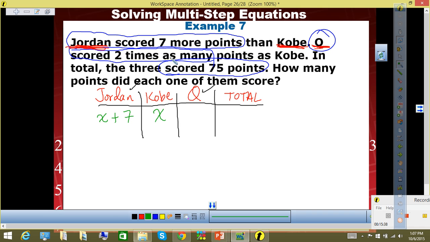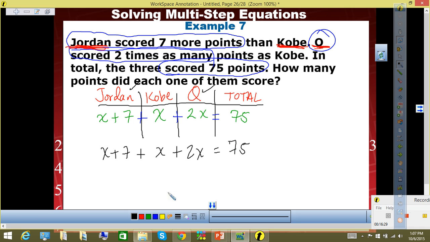Next, it says Q scored 2 times as many points as Kobe. So if Kobe is X, how can we write Q's? 2X, or X times 2. And what is the other information that they give us? The total score was 75. So, question to you. If all of them scored 75, what operation goes in between each of them? Addition. Put a little plus, and this is equal to that. Do you guys see the equation now? So rewrite the equation down here. X plus 7 plus X plus 2X equals 75.